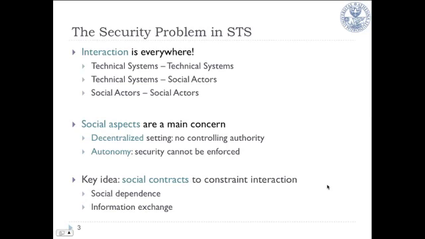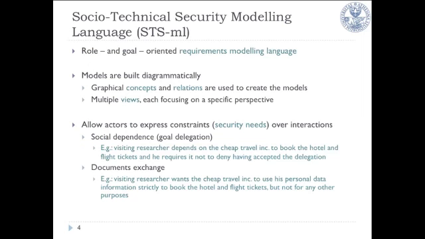And the key idea of our language is that we use social contracts to constrain interaction. Interaction that mainly occurs in two ways: social dependence, as you saw, and when socially relying on others, very often the different components also exchange information, and also information can be prone to many security issues.